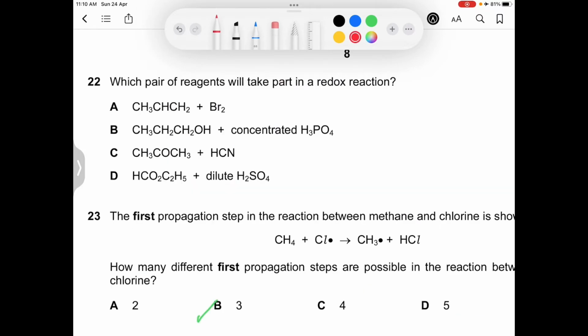Okay. Question 22 says, which pair of reagents will take part in a redox reaction? So first of all, you will look at what a redox reaction is.